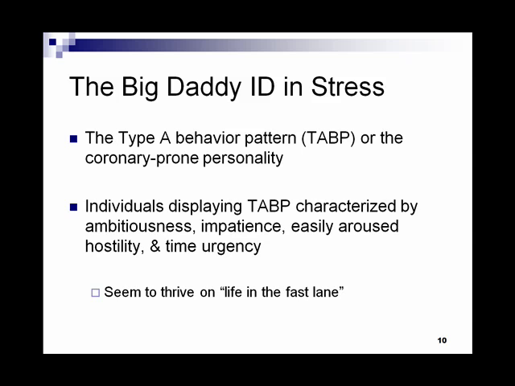One of the biggest things that we study in stress, or the big daddy individual difference in stress, is what we call the TABP, or the type A behavior pattern, which I'm sure most of you have heard of. Another phrase that we use for this is the coronary prone personality. Individuals displaying the type A behavior pattern are characterized by being highly ambitious, highly impatient, and easily aroused, but also they have a high sense of time urgency. They're just always in a hurry. And these are the people that we tend to view as always living in the fast lane.